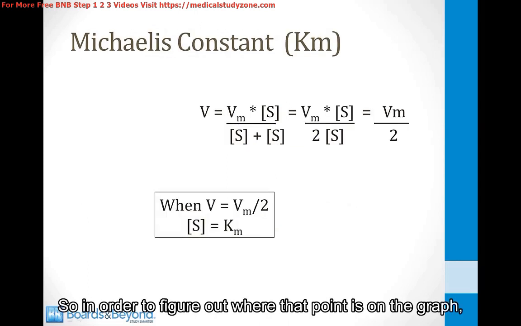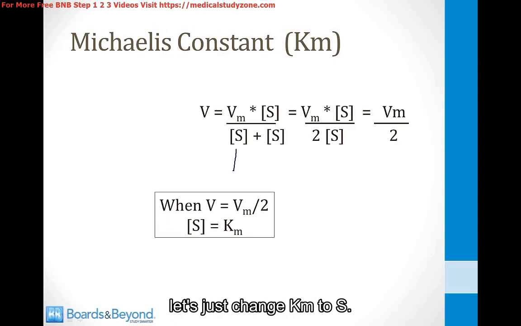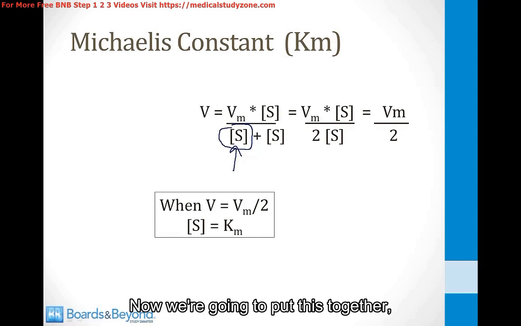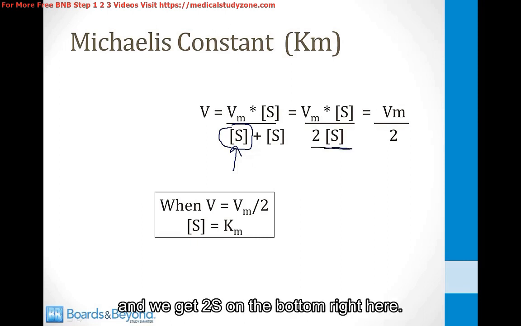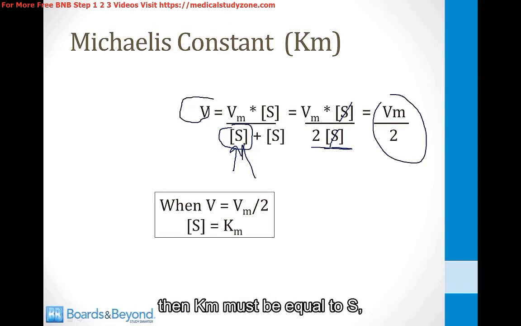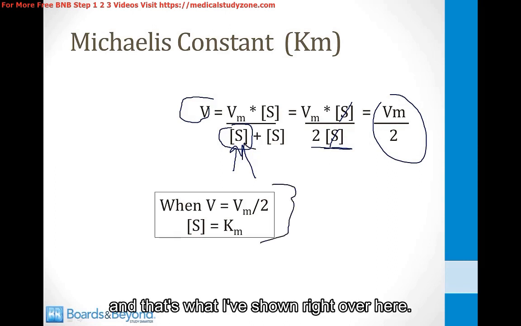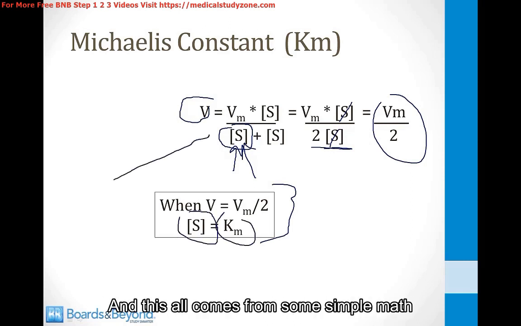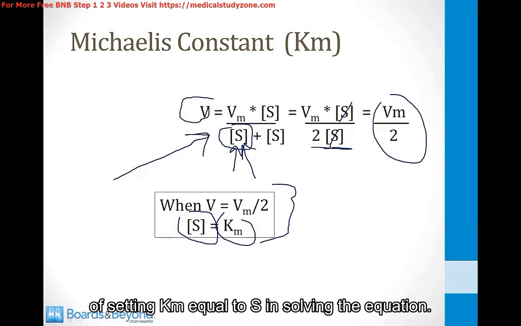In order to figure out where that point is on the graph, let's just change Km to S. That's what I've done right here. Instead of writing Km, I've written the concentration of S. Now we're going to put this together, and we get 2S on the bottom right here. On the top, we still have Vmax times S, because that's the numerator of the Michaelis-Menten equation. Now the S's cancel out, and we have that when V is equal to Vmax over 2, then Km must be equal to S. And that's what I've shown right over here. When we're halfway up the y-axis to Vmax, whatever concentration of S that is equal to Km. And this all comes from some simple math of setting Km equal to S and solving the equation.